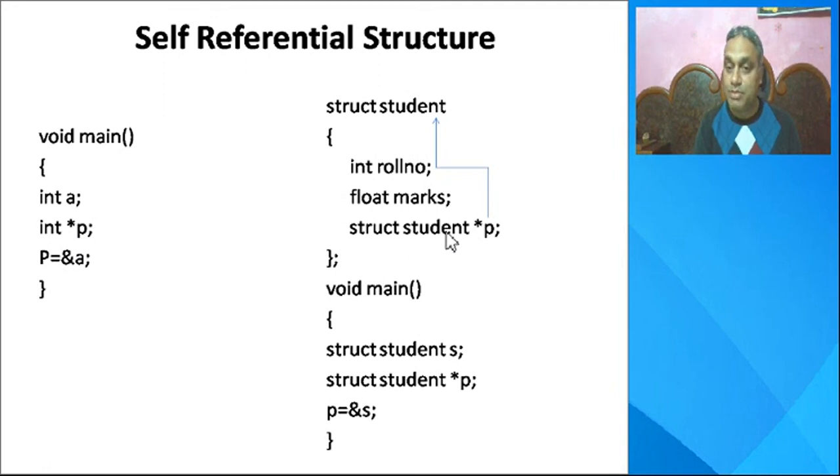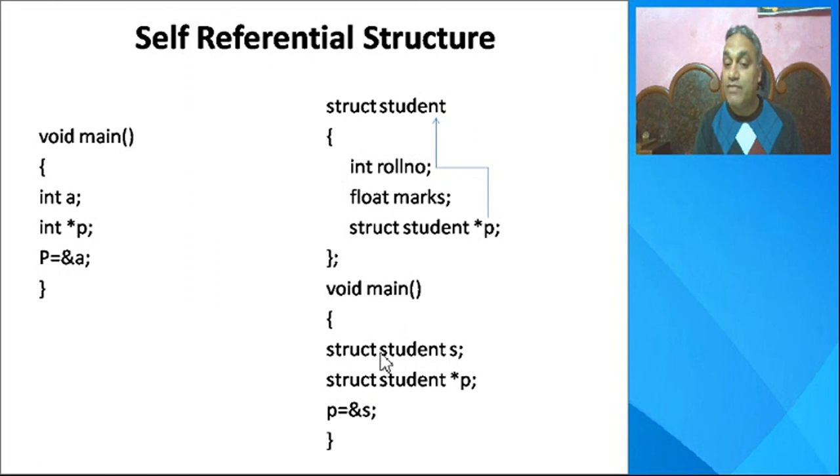Now coming to the structure part, I have created this structure student, same int roll number, float marks, and I have taken one pointer variable star p whose data type is struct student. This means p can store the address of a variable whose data type must be struct student. So look at this arrow line. This arrow line means that p is a pointer variable that refers to the structure itself. When a member of a structure is a pointer variable that refers to the data type of the same structure, it is called a self-referential structure. So this is self-referential in nature.